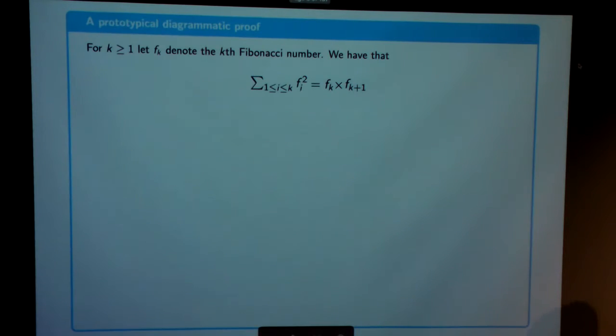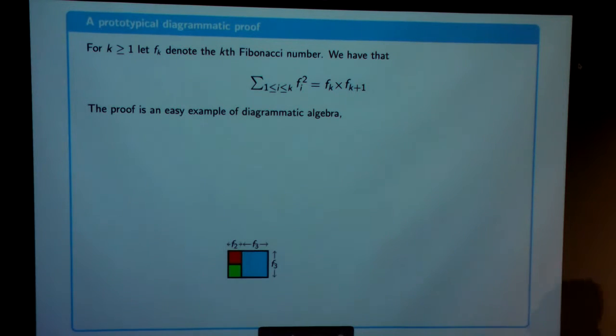So what is diagrammatic algebra? It is taking things that you want to prove and coming up with pretty explanations for them. I've started with the Fibonacci numbers here and a famous fact about them, which is that if you sum the squares of the first k Fibonacci numbers, the answer is equal to the product of the kth and the next Fibonacci number. And this has a diagrammatic proof.